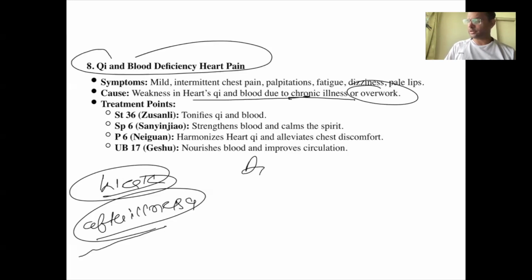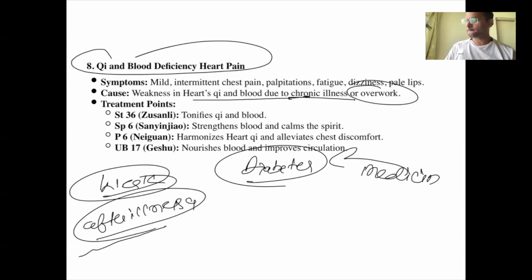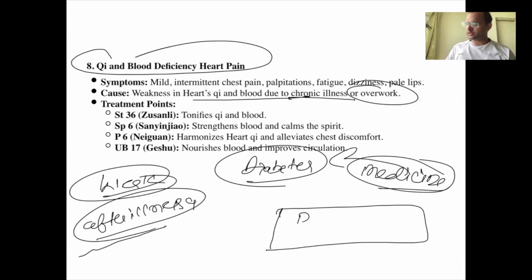I saw one patient having diabetes, taking some medicine for the diabetes. In the medicine it's very clearly written, this medicine might create dizziness. This medicine can cause dizziness. Because when the person is taking that medicine, some medicines are also consuming your chi. So whatever the reason, if your chi and blood decrease, weakness will come, fatigue will come, chest pain will happen.